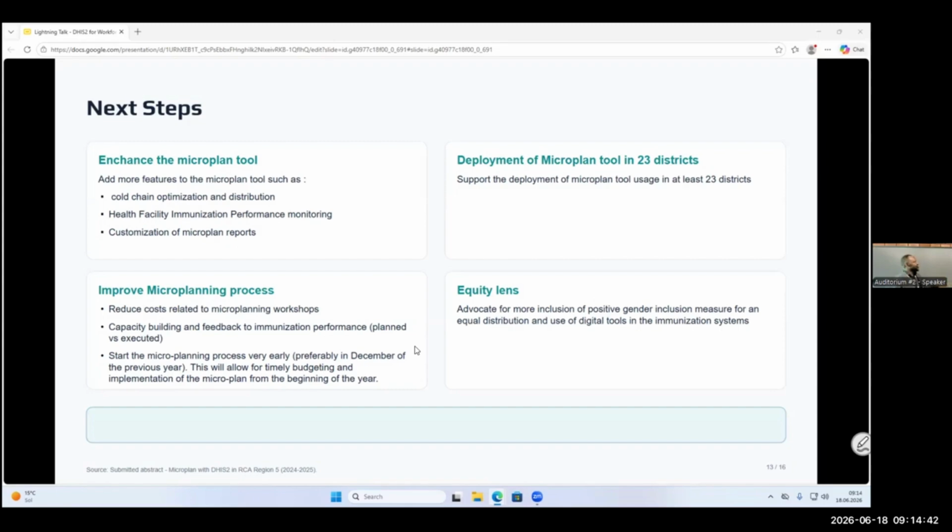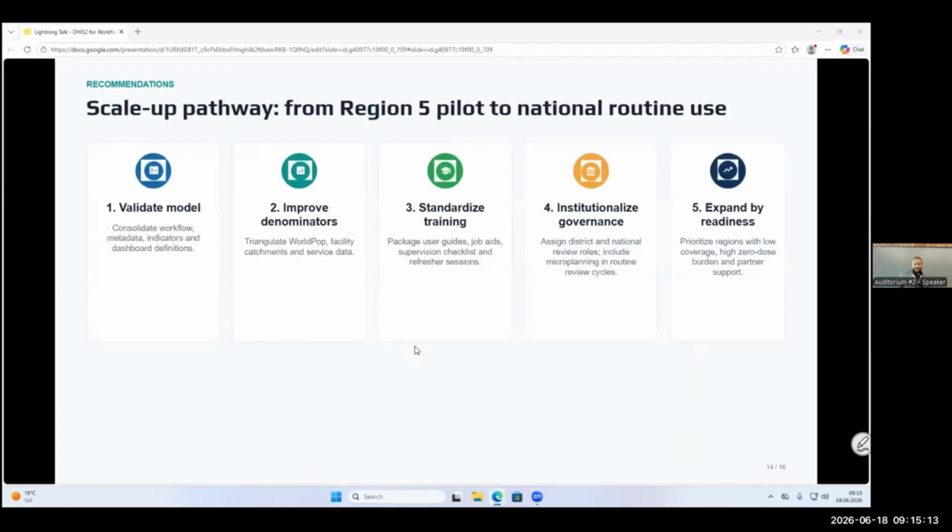We are planning to help people monitor performance, because during microplanning they plan sessions and they plan to visit and meet village leaders, community leaders, and religious leaders. We are planning to help them monitor the performance of every activity and session they have planned. We also have to improve the microplanning process, as you can read there, and deploy the tool in the remaining districts. This is the scale-up pathway. You can read it here, and the slides are shared.